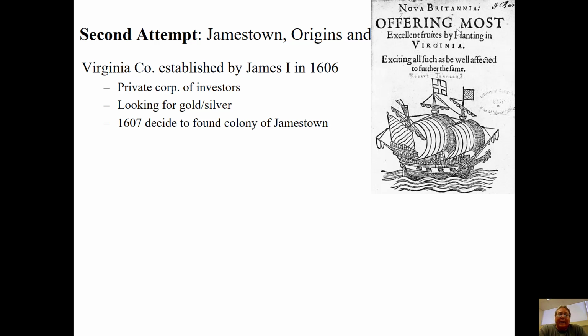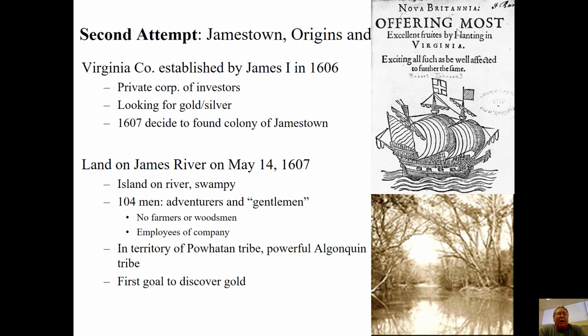And this works. It gets a lot of people to join on. Within a few months, they've got about 100 men, adventurers, younger sons of nobles who aren't going to inherit anything from their families, to come and make their fortunes, if you will, right? That's really what this is. It's an adventure. It's an opportunity at making yourself rich. You know, it's this idea of get rich or die trying.